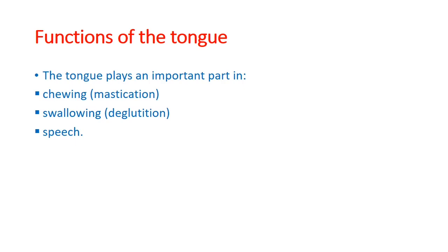Now we will see the function of the tongue. The tongue plays a very important role in chewing, we can say mastication, in swallowing of the food, we can say deglutition, and in speech. So these are the main 3 functions of the tongue: chewing, swallowing and speech.